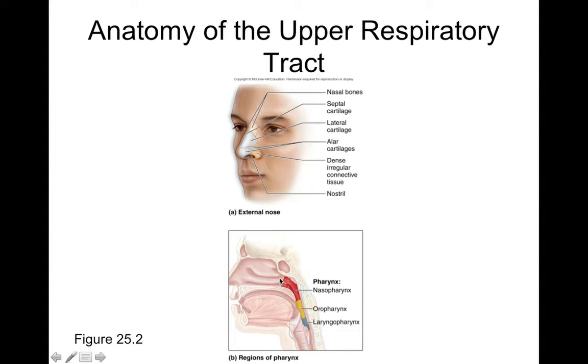Now the nasal cavity leads into the pharynx, which is posterior here, and we can divide the pharynx, which is a muscular tube, into 3 zones. We've got the nasopharynx, oropharynx, and laryngopharynx.